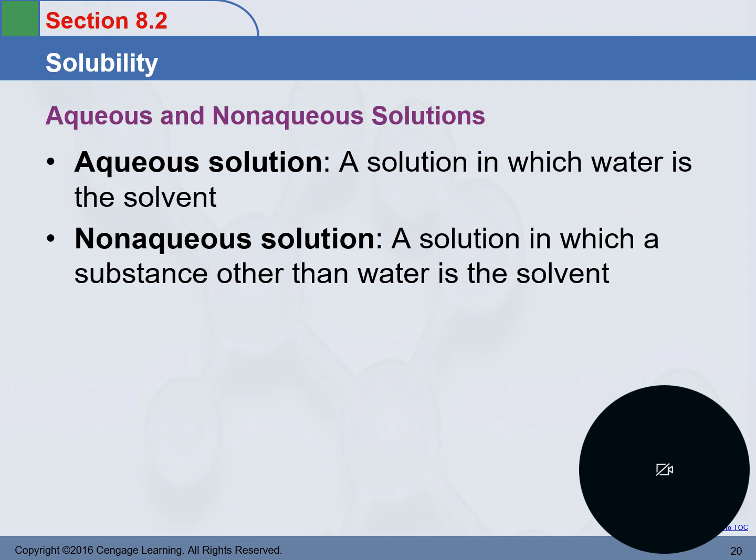Another set of solution terms involves the modifiers aqueous and non-aqueous. An aqueous solution is one in which water is the solvent. A non-aqueous solution is a solution in which a substance other than water is the solvent.